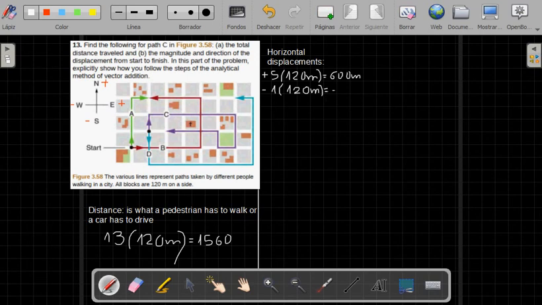That is minus 120 meters. Now, there is another displacement to the west, and it's 3 blocks. So, again, it's going to be negative because it's going to the west. Minus 3 multiplied by 120 meters.